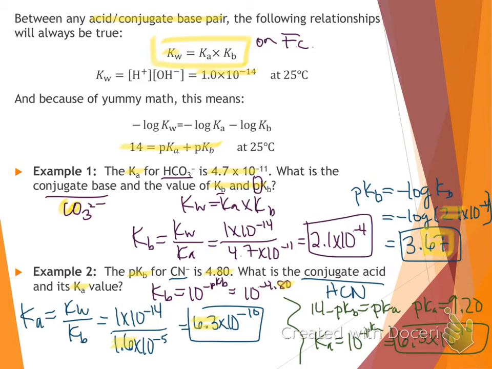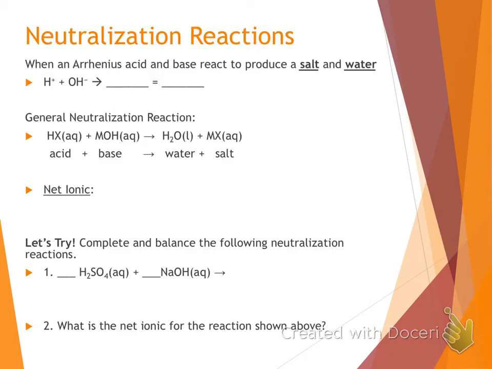One more thing we need to look at before we continue on is our neutralization reactions. Anytime an Arrhenius acid and base react together, we're going to produce a salt and water. Water is formed from the H plus and the OH minus ions coming together to form HOH, which is just simply rearranged into our water, H2O. So we see our general reaction here. We have our Arrhenius acid, HX, plus base, MOH. We're forming water from the H and OH minus, and then the M and X come together and form a salt.